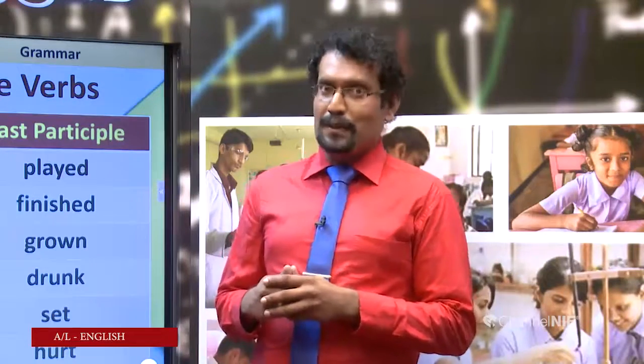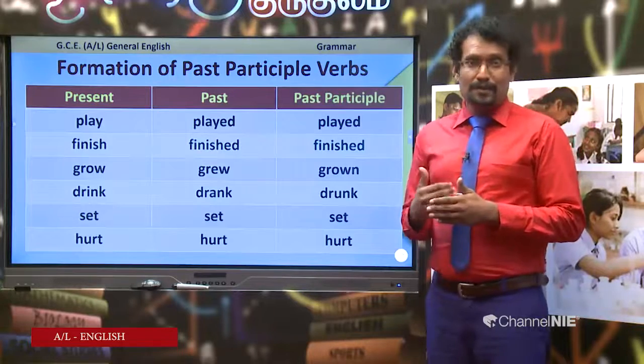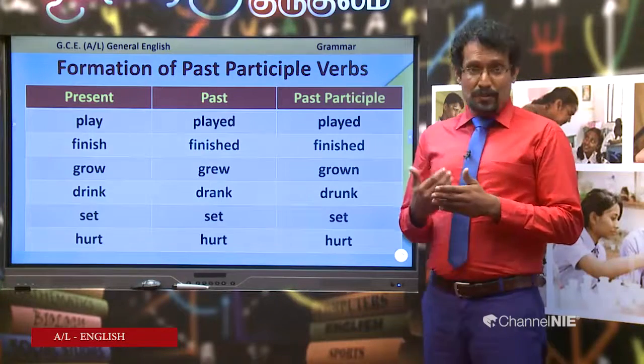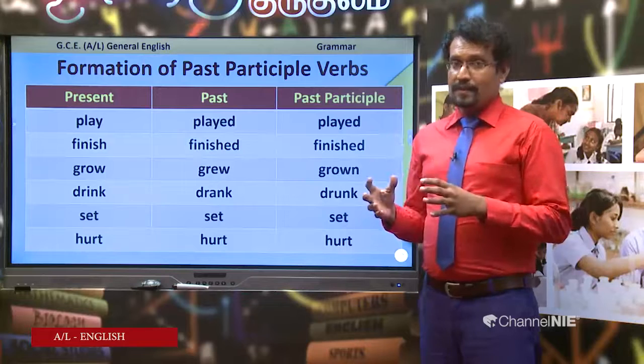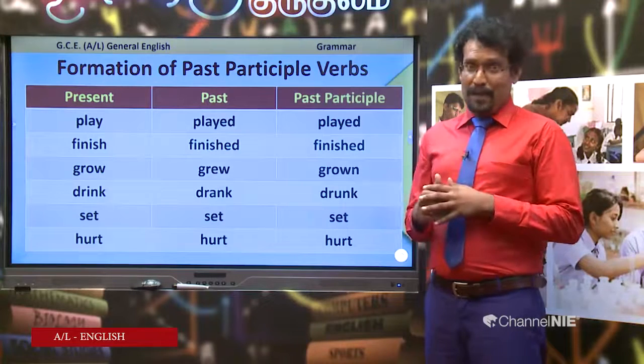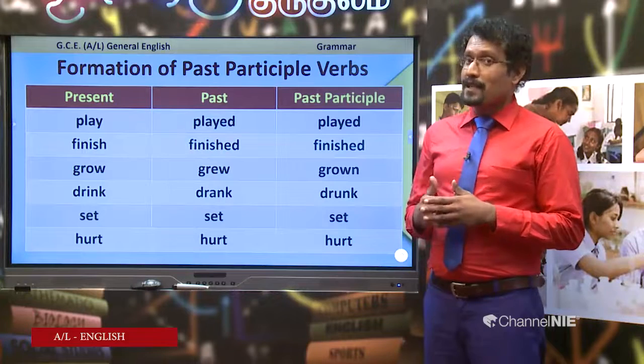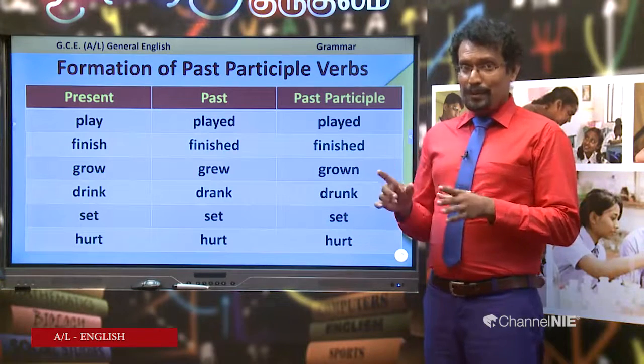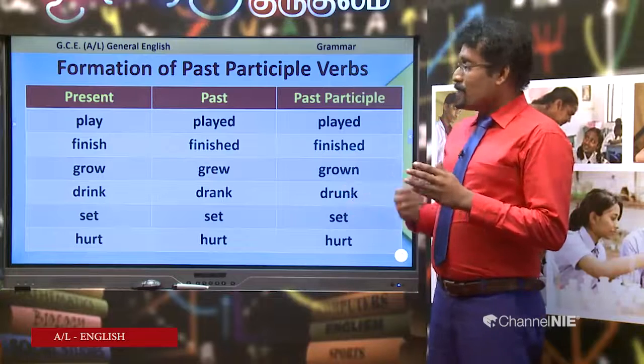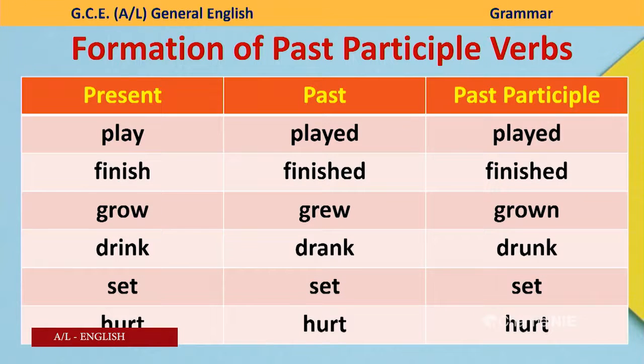Grow, grew, grown. And drink, drank, drunk. That is irregular verb formation. You have to learn them very well. There are so many verbs like that. Grow, grew, grown. Drink, drank, drunk.